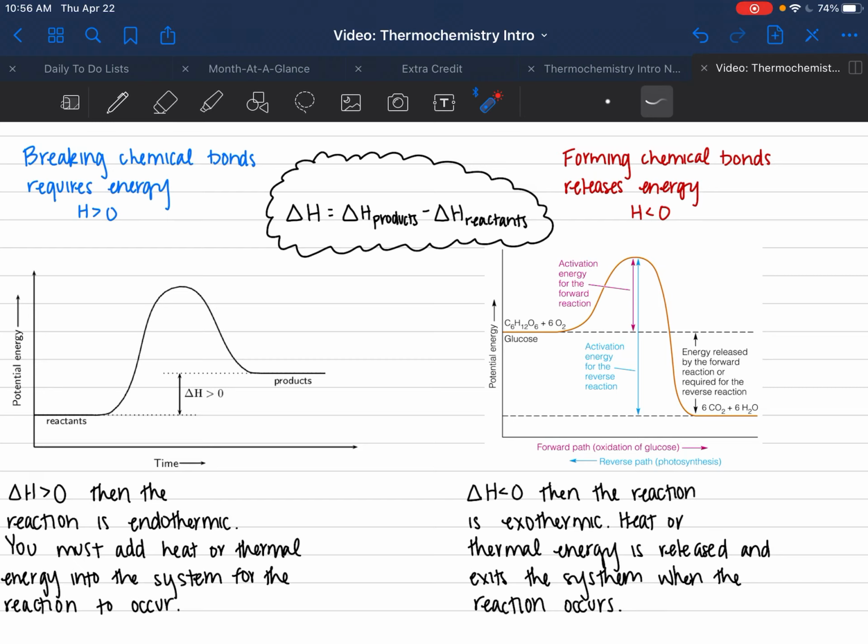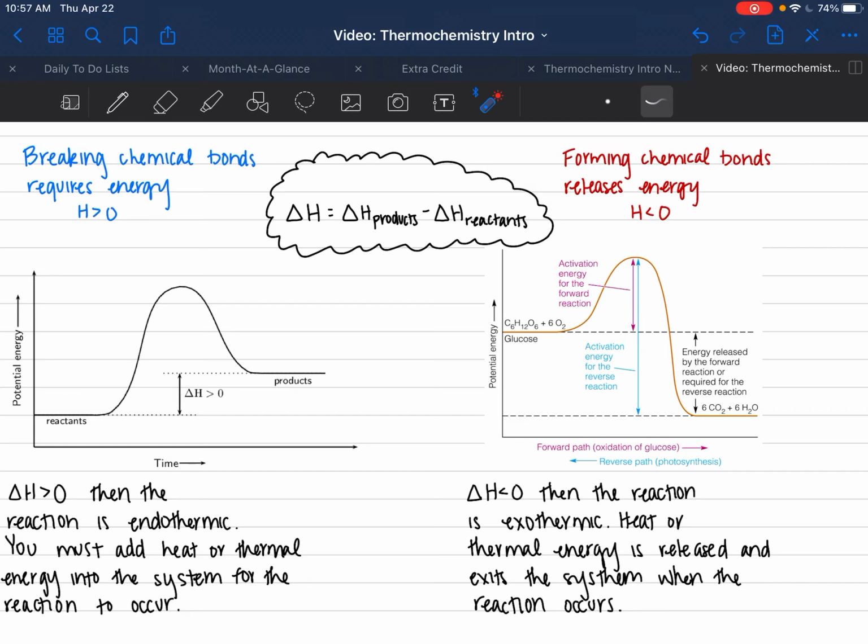So if I want to pull apart a compound into its atoms, I need to add energy. So I need to add heat or thermal energy in order to break those chemical bonds and release that chemical energy. So you have to add in enthalpy. So your enthalpy right here, that H, is going to be greater than 0.